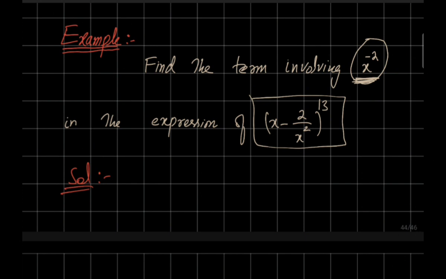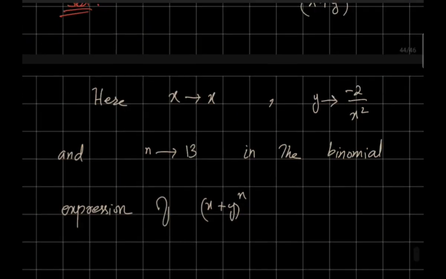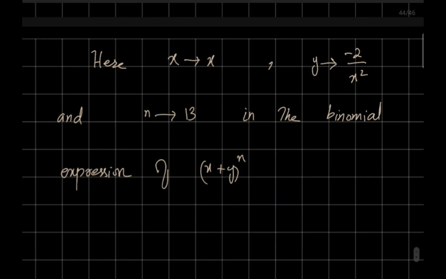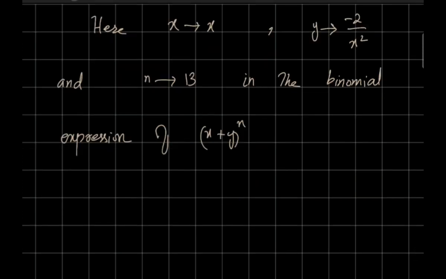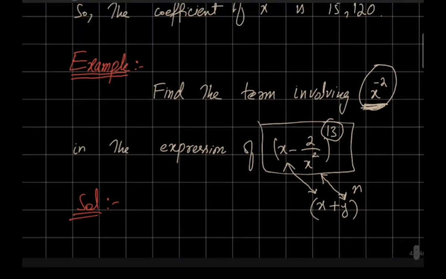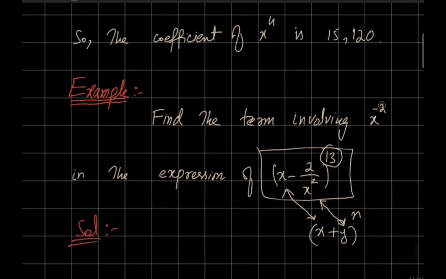Here you can again compare this expression with the general binomial expression, which is (x plus y) to the n. You can see x corresponds to x, y corresponds to this term, negative 2 over x squared, and n corresponds to 13. So we will replace x by x, y by negative 2 over x squared, and n by 13 in this expression. We have to find the term which involves x to the negative 2.